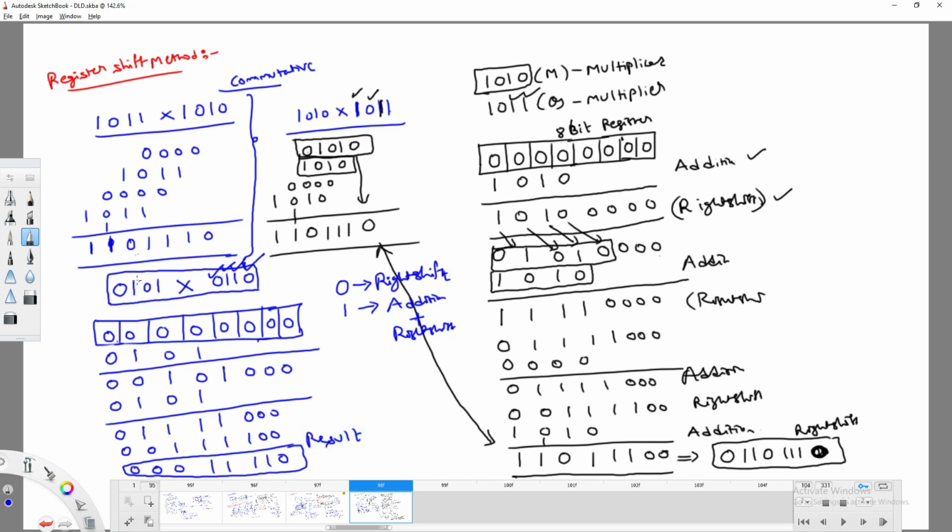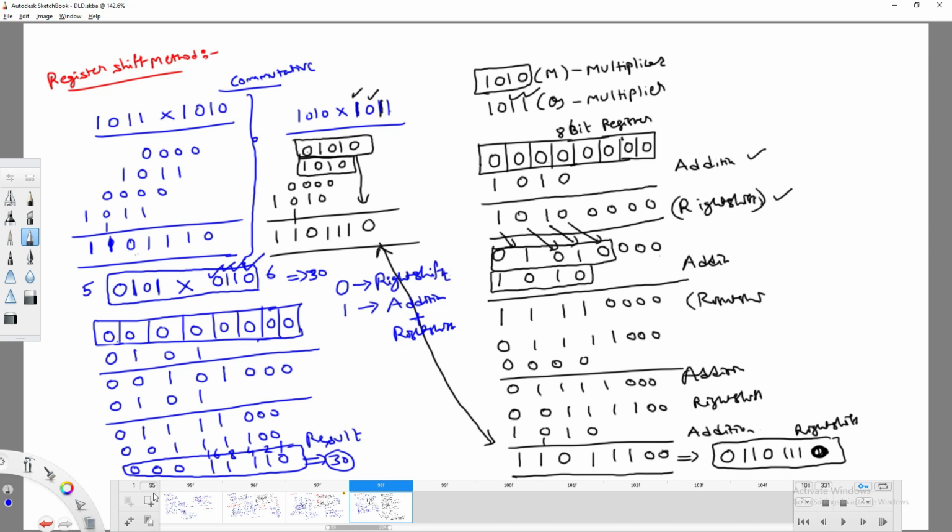Guys, if you observe here, the value of this one is 5, and this one is 6, so 5 times 6 is 30, right? So your result should be 30. Try to do this one: 1 2 4 8 16. 16 plus 8 is 24, 24 plus 4 is 28, 28 plus 2 is equivalent to 30, right? Both procedures are the same, right?